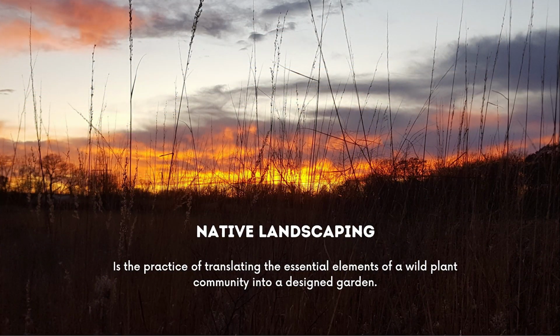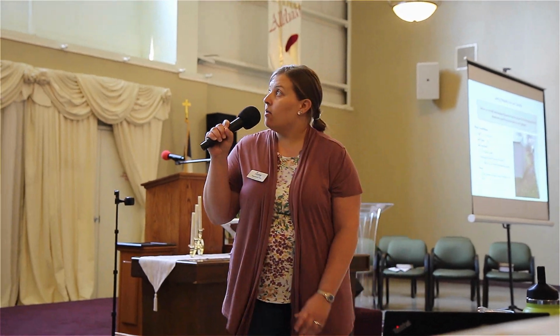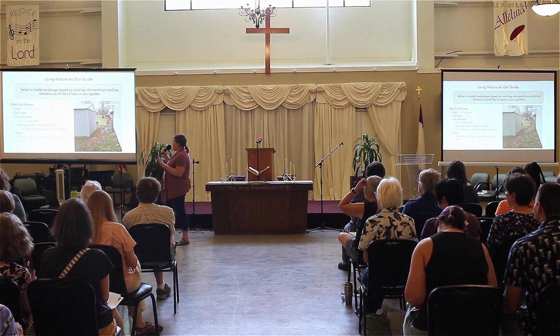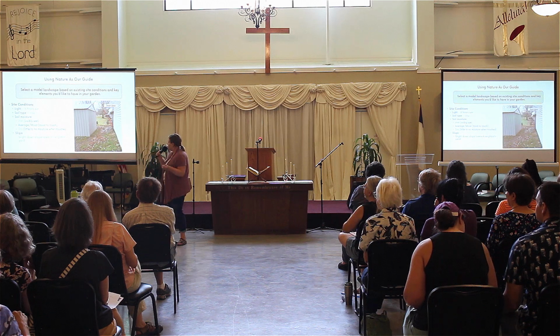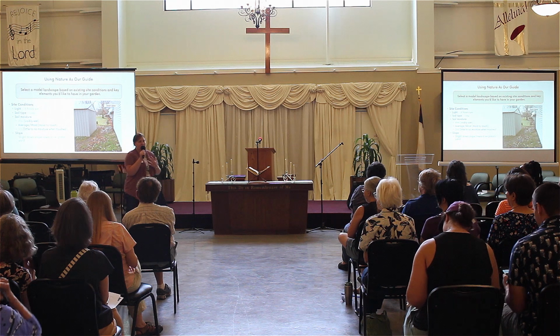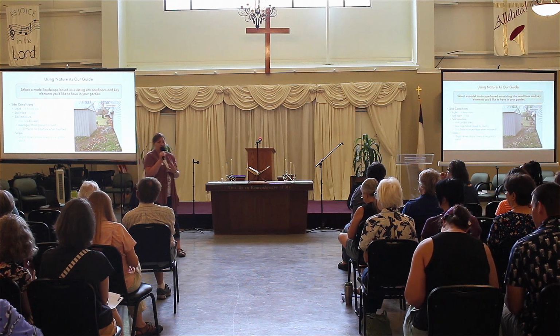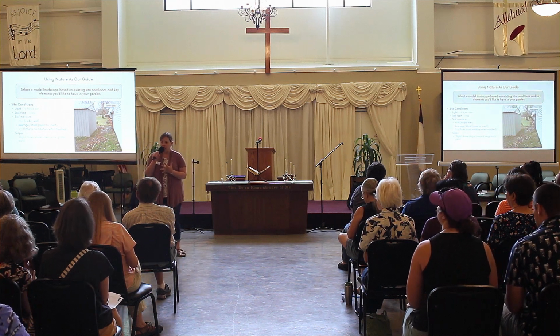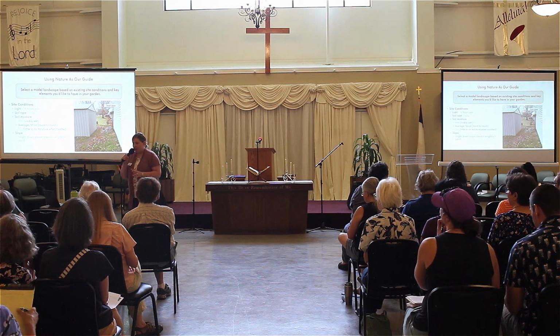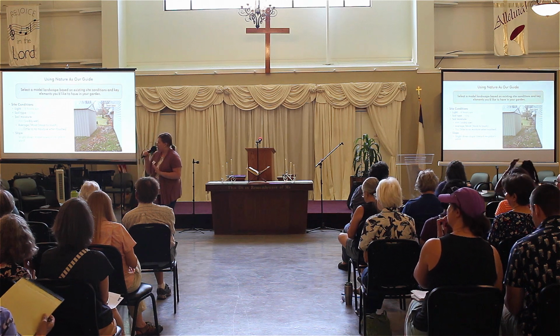So native landscaping is the practice of translating the essential elements of a wild plant community into a designed garden. So we're using nature as our guide, and you do that by selecting a model landscape that's based on your existing site conditions and the key elements you'd like to have in your garden. Even if you want a woodland in your yard, you may not have the proper conditions to have a woodland garden there. So this is about working with what we've got and using nature as our guide.